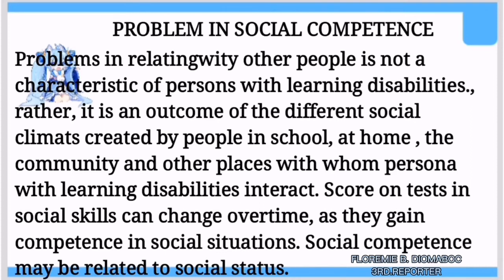Social competence may be related to social status. Thus, a disabled person may be popular, neglected, or rejected. They can have low social acceptance but enjoy popularity, or they may have significant deficits in social skills but enjoy acceptance by their classmates and friends. One thing is sure, these children can enjoy socially rewarding experiences in the mainstream classroom.